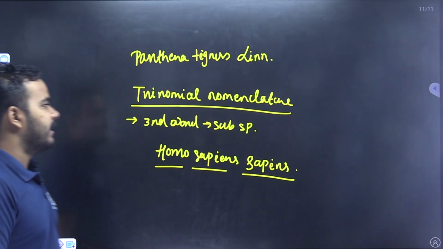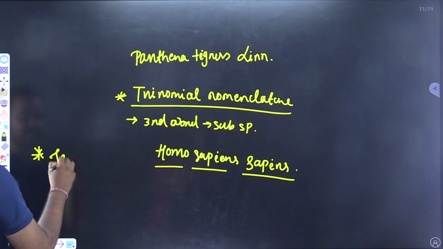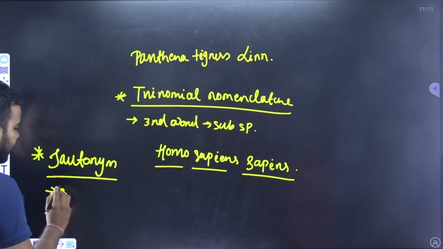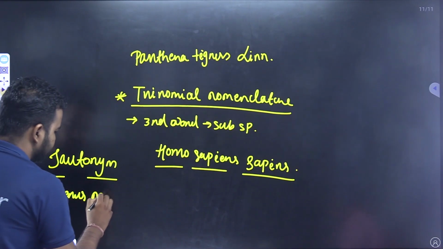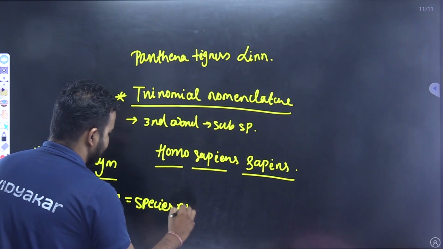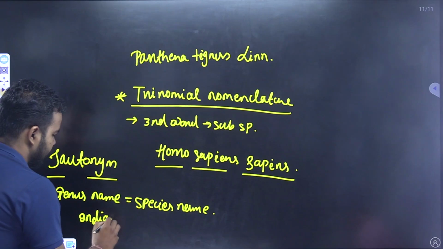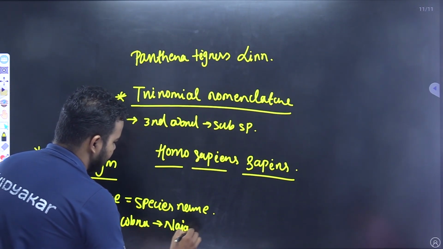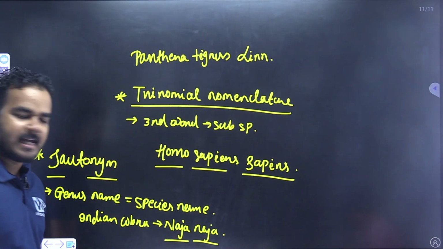Then another term we learn is tautonym. What is a tautonym? If the genus name is equal to the species name. For example, the Indian cobra. The scientific name of the Indian cobra is Naja naja. So the genus is Naja and the species is also naja.